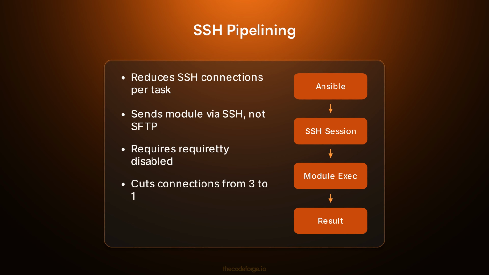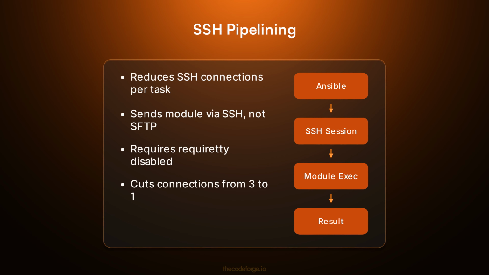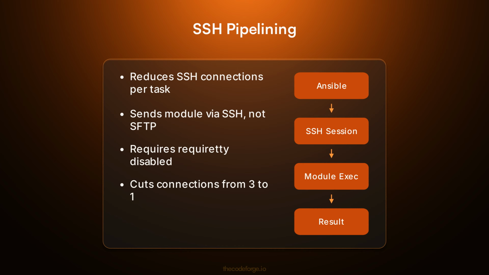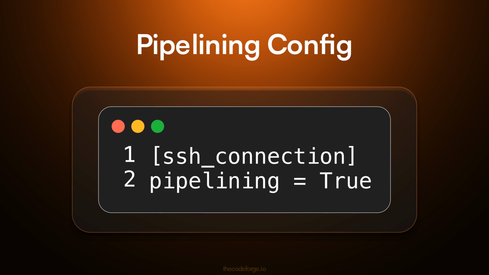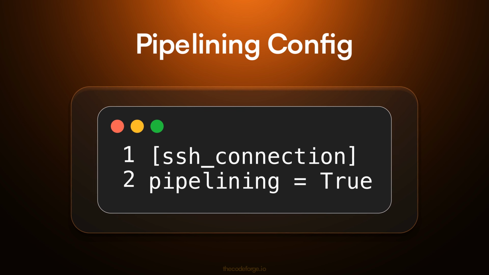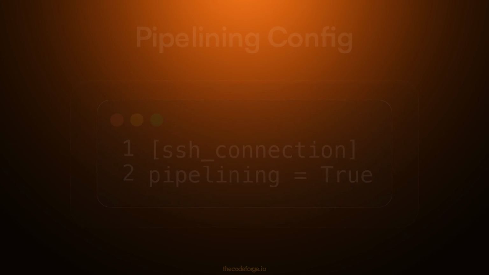SSH pipelining eliminates the separate SFTP file transfer. Instead of 3 SSH operations per task, it uses 1. This can reduce SSH overhead by 2-3x, but it requires disabling requiretty in sudoers on managed hosts. Enable pipelining in ansible.cfg under ssh_connection. Then ensure Defaults requiretty is disabled in /etc/sudoers on all managed hosts. Verify with -vvv to see pipelining is enabled.